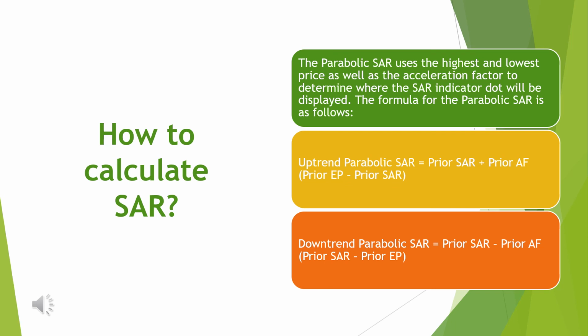Uptrend parabolic SAR equals prior SAR plus prior AF times (prior EP minus prior SAR). Downtrend parabolic SAR equals prior SAR minus prior AF times (prior SAR minus prior EP).